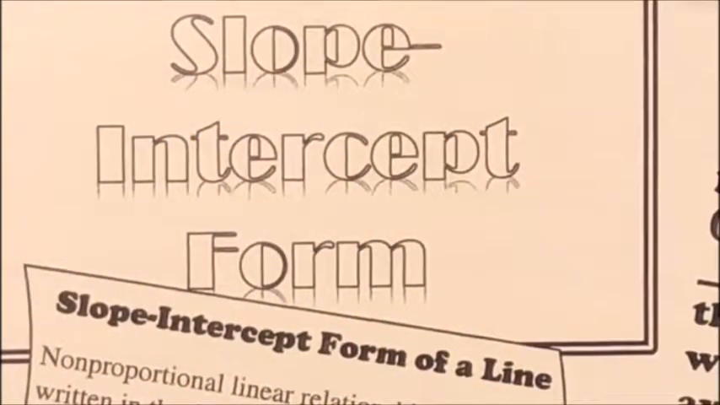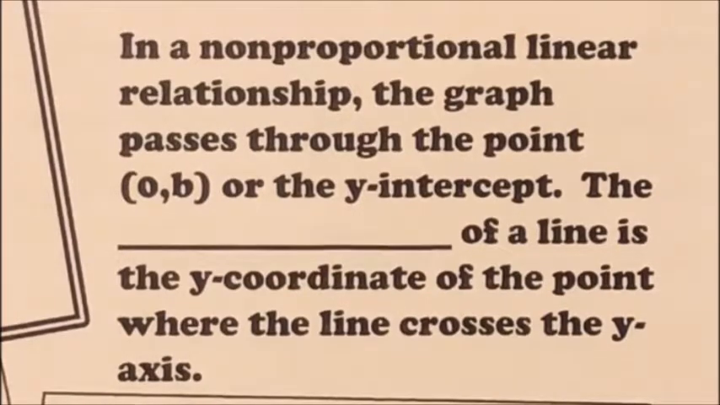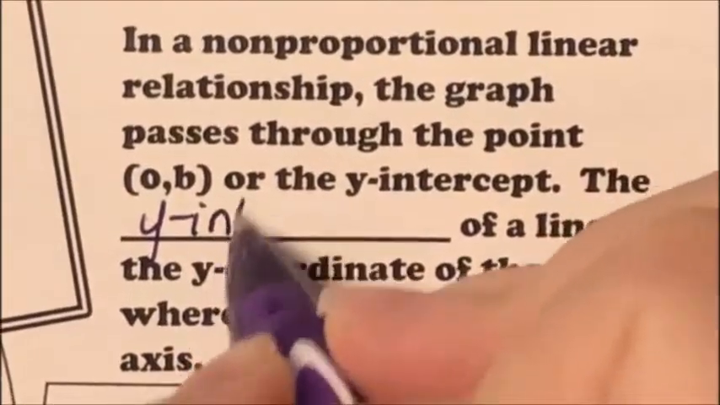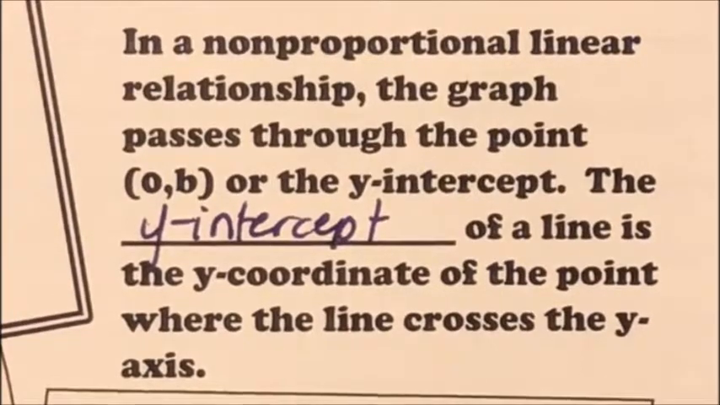This is Chapter 3, Lesson 4, Slope-Intercept Form. In a non-proportional linear relationship, the graph passes through the point (0, b), or the y-intercept. The y-intercept of a line is the y-coordinate of the point where the line crosses the y-axis. In that blank, you're going to write y-intercept. Okay, so the y-intercept of a line is the y-coordinate of the point where the line crosses the y-axis.